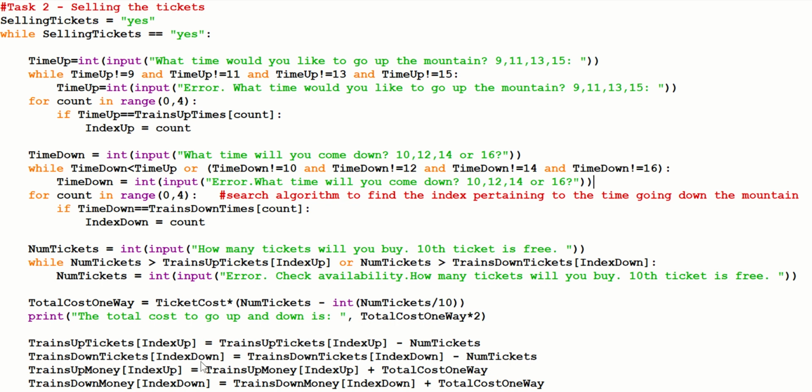And money is increased, so the change of money is added to total cost one way, and that is for the up time, and the down money is added to total cost one way. So one way is added to up and one way is added to down.